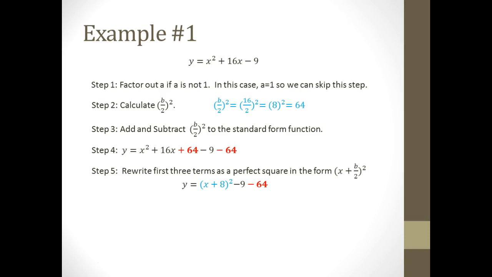Now we still have our minus 9 and minus 64 hanging out there. So our last step is to combine those. And when we do, we get negative 73, and voila! We have our original standard form equation now written in vertex form, and we can see that the vertex is negative 8 and negative 73. Pause now and take notes.